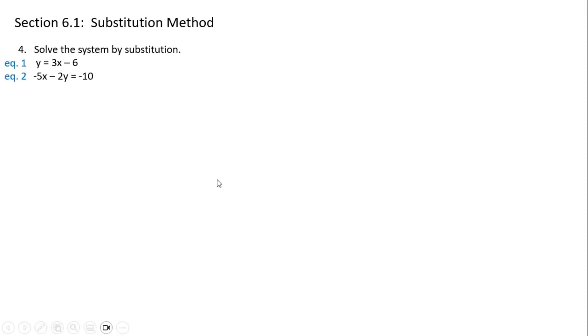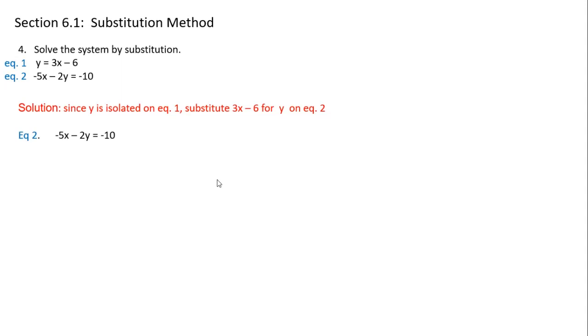So in order for me to use the substitution method, I have these two equations, 1 and 2. Since equation 1 is already solved for one of the variables, I'm going to substitute it into the second equation, okay? This is my second equation: minus 5x minus 2y equals negative 10. Everywhere I see y, I'm going to put what y is equal to from equation 1. So y is this value, the 3x minus 6.